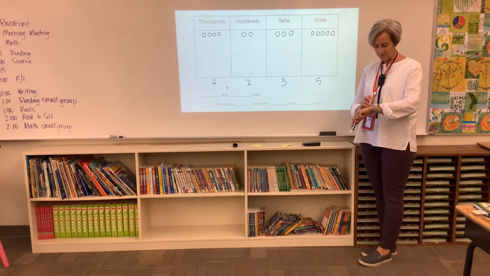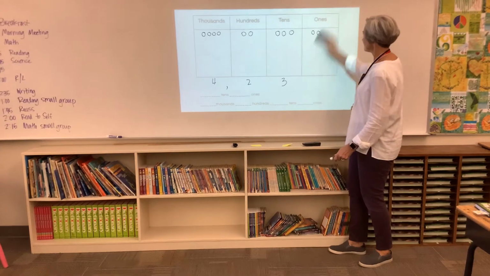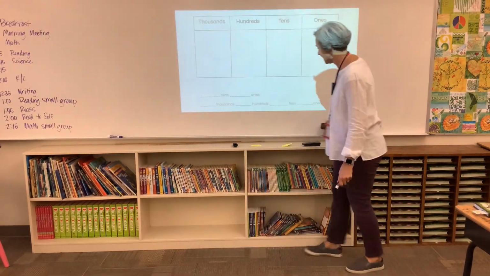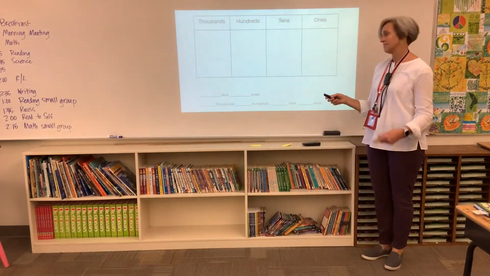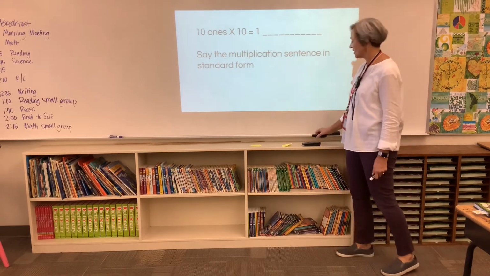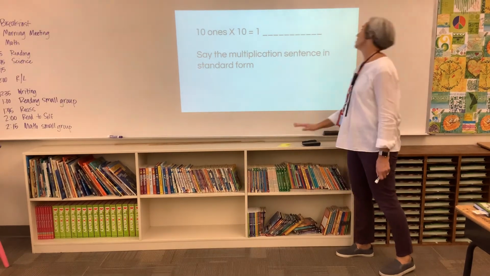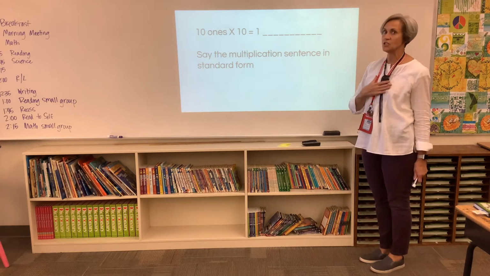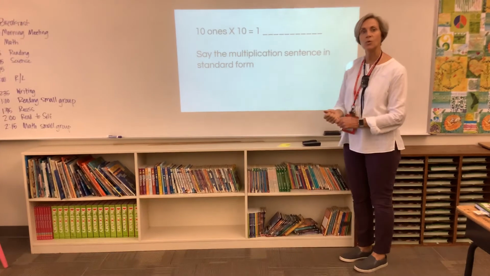4,235. Okay, now we're going to make it a little bit more complicated. We'll go back to what our lesson was on in our previous lesson. We're going to say the multiplication sentence in standard form. First we'll say it in unit form: 10 ones times 10 equals what?